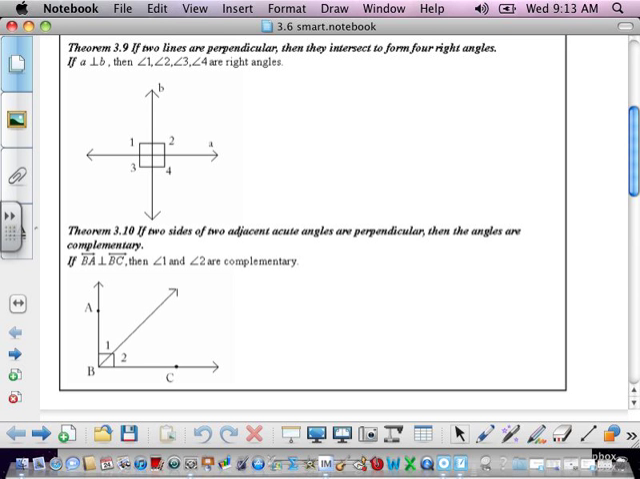Theorem 3.10. If two sides of two adjacent acute angles are perpendicular, then the angles are complementary. So if AB is perpendicular to BC, then angle 1 and angle 2 are complementary. Let's do our proof.